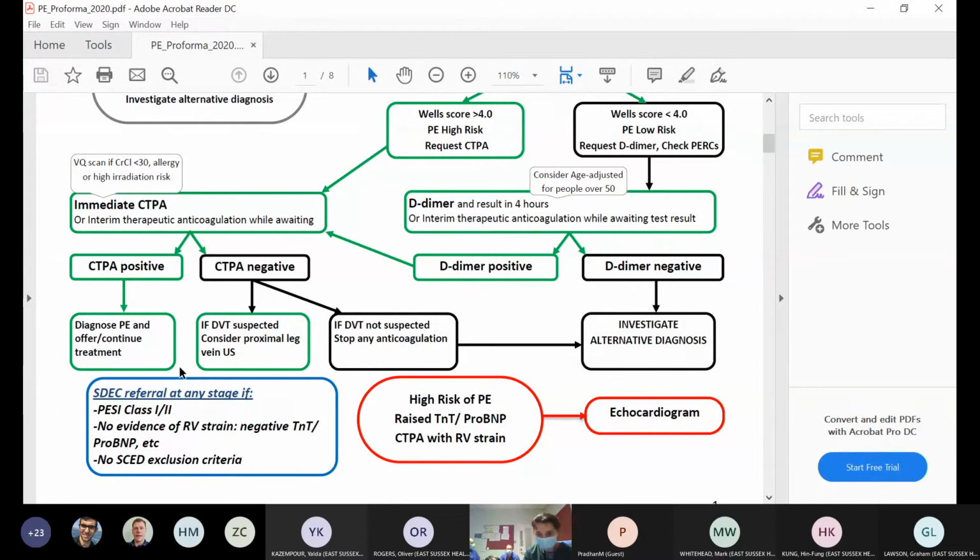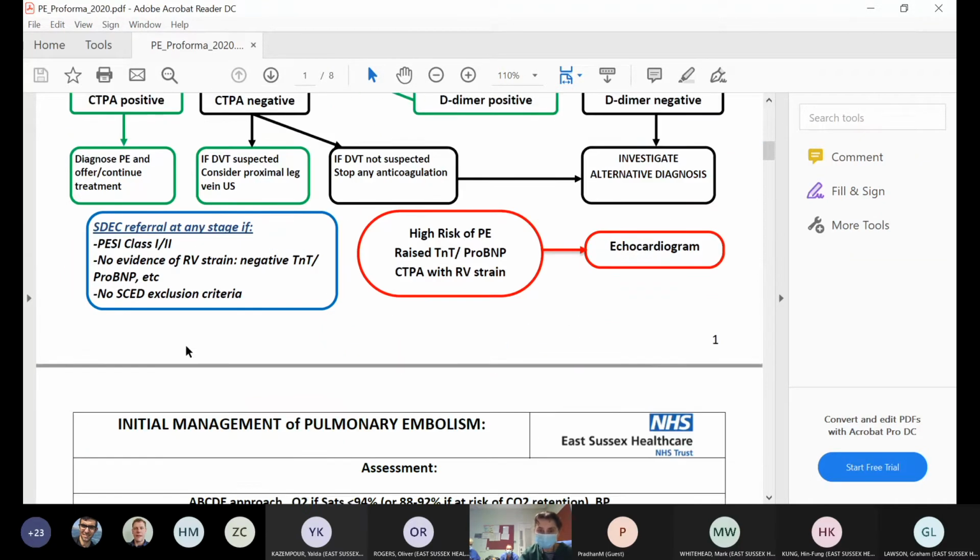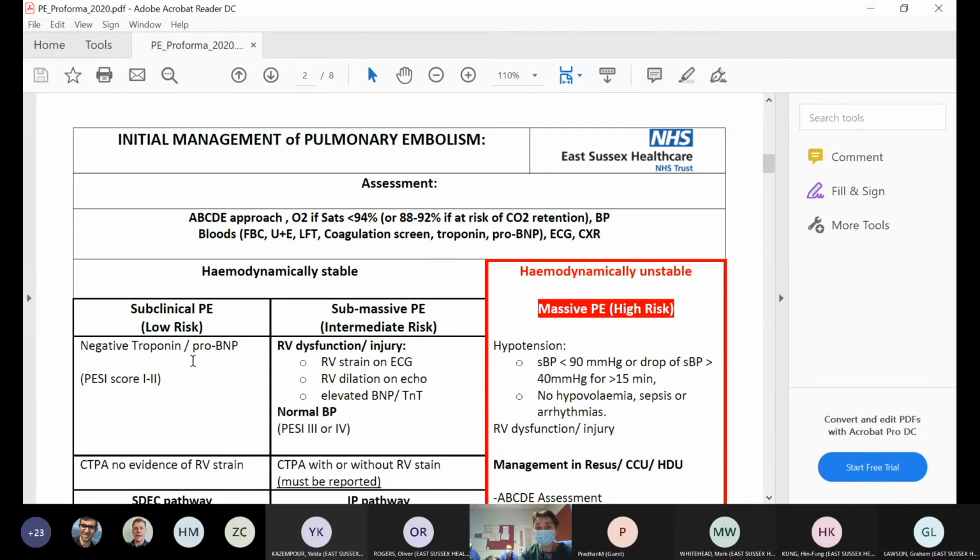So that is the situation. On the bottom I mentioned the importance of echocardiogram if you have evidence of right ventricular strain. That is where we're going from the risk stratification, when you have a patient with unstable blood pressure and evidence of right ventricular strain.